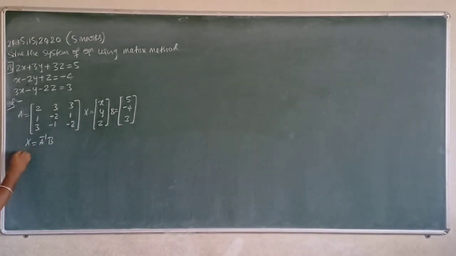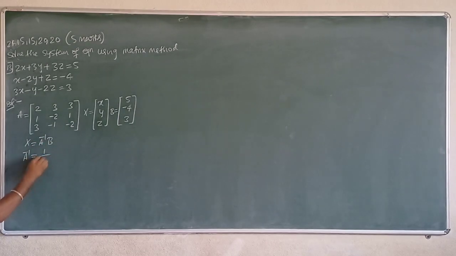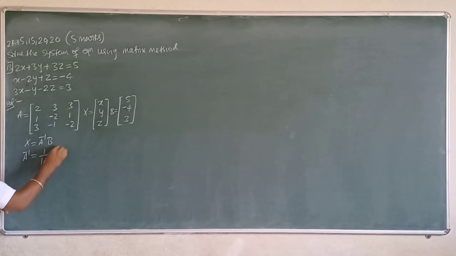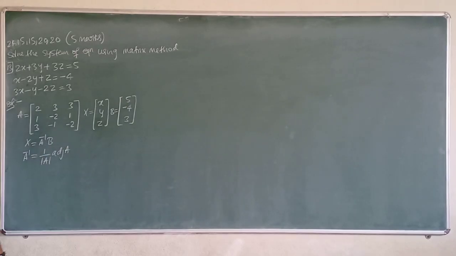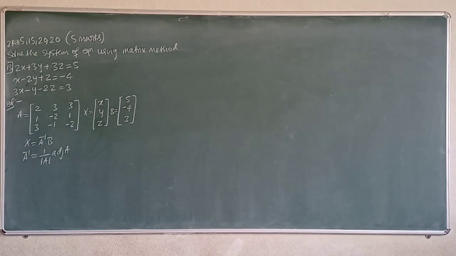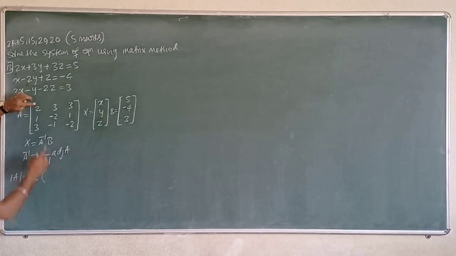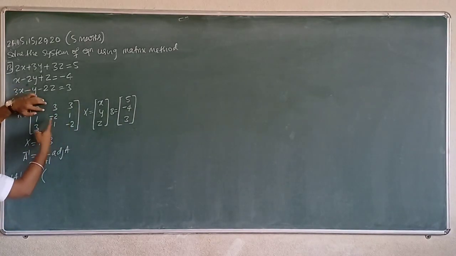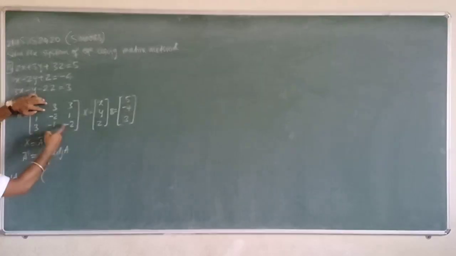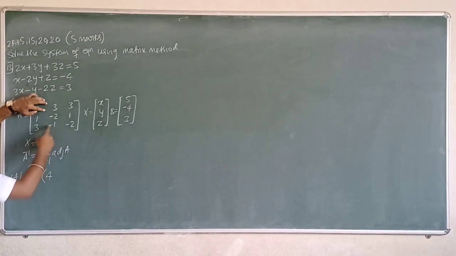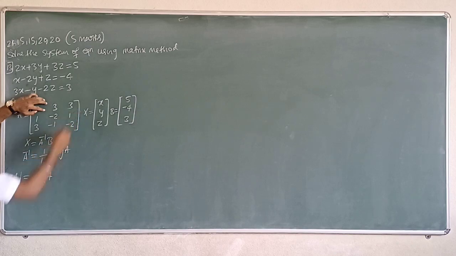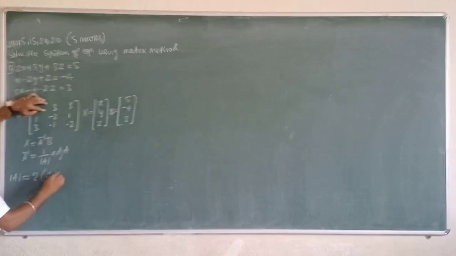Before that we have to find A inverse, which is equal to 1 divided by the determinant of A, into the adjoint of A. First find the determinant of A. Determinant of A is equal to: A11 is positive. Delete first row, first column: minus into minus plus, 2 2s are 4; minus into plus minus, minus into minus plus, 1 1s are 1.